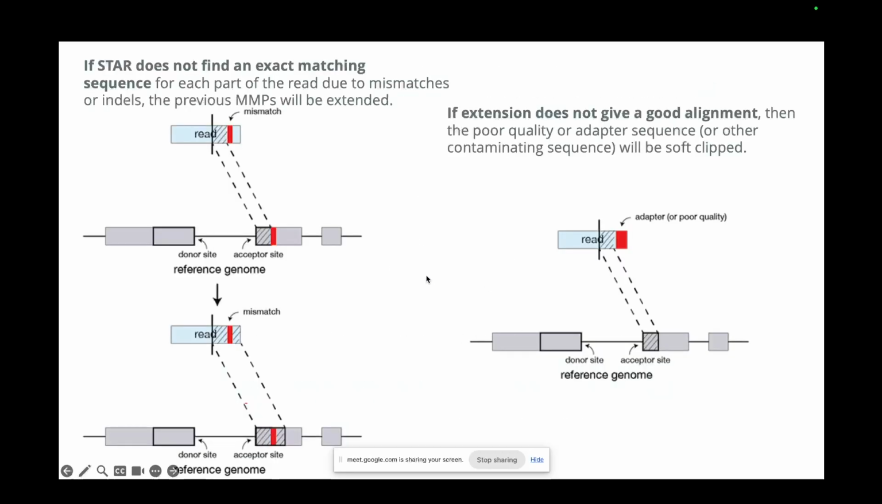So what happens if it does not find an exact match? If it does not find an exact matching sequence for each part of the read due to mismatches or indels, previous MMPs will be extended. So if here is a mismatch, and you cannot find a match for the unmapped read in the genome anywhere else, what it'll do is try to clip the adapters or other contaminated sequences, and it'll try to realign with a longer sequence match from the first part.